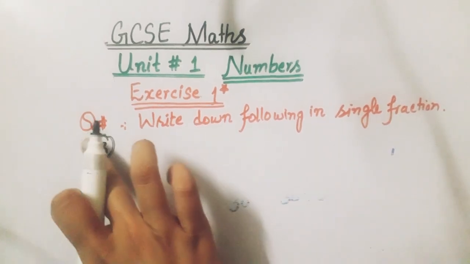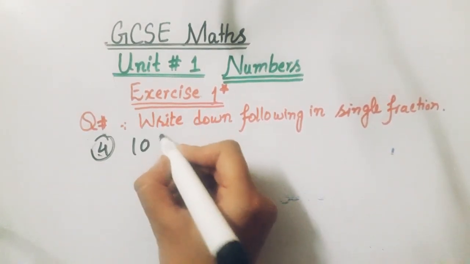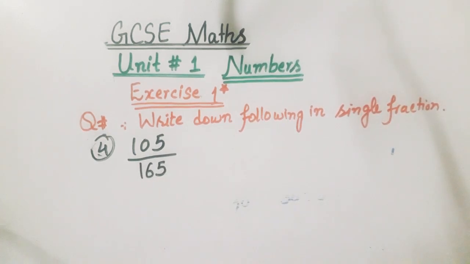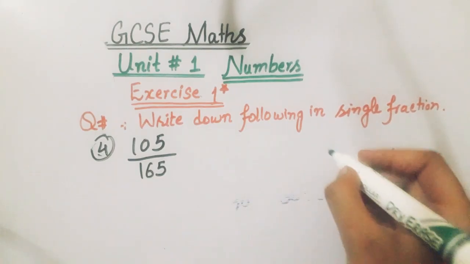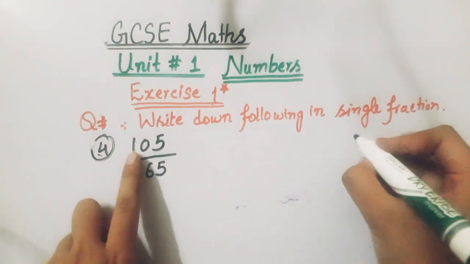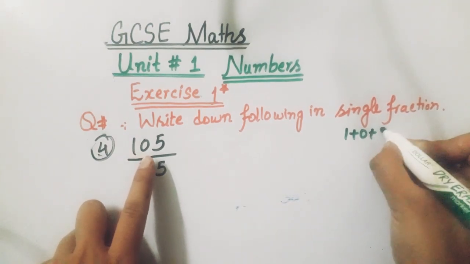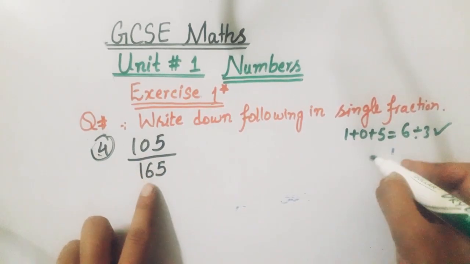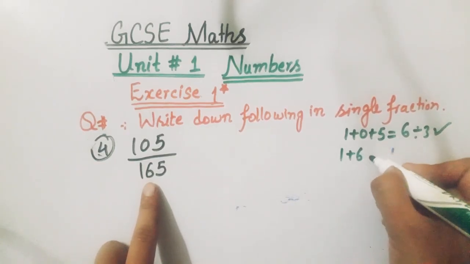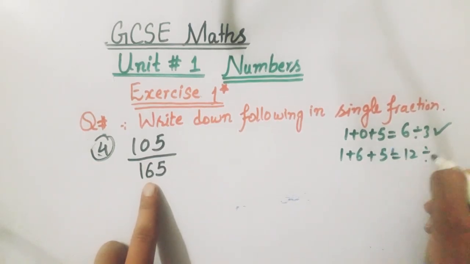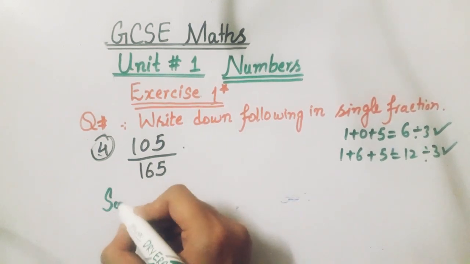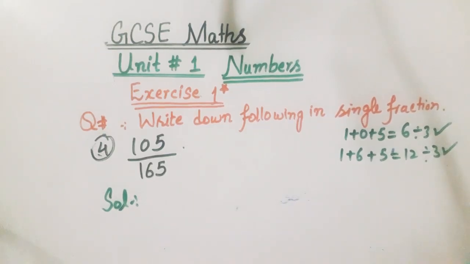Now we will solve question number 4. Question number 4 is 105 divided by 165. First of all, we will check whether this number is divisible by 3 or not. The best way to check a number is to add its digits, like 1 plus 0 plus 5, that is 6. So 6 is divisible by 3. Now to check the denominator, 1 plus 6 is 7, 7 plus 5 is 12. So 12 can be divided by 3. So this number is also divisible by 3. So we will divide both the numerator and denominator by 3.